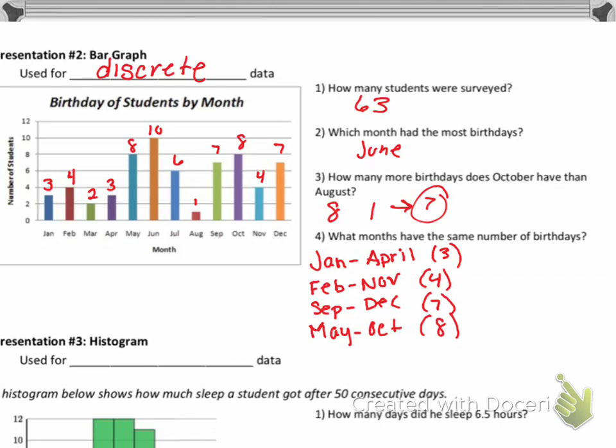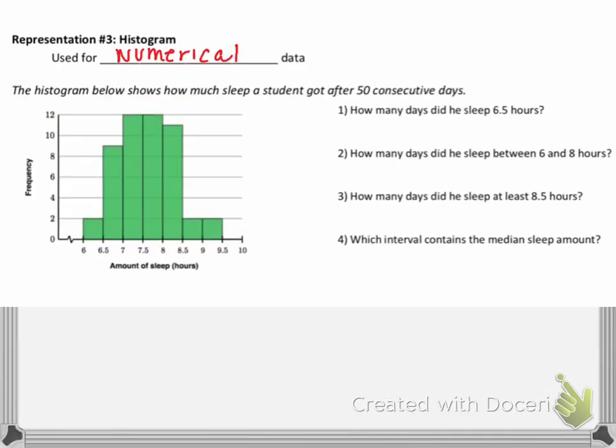Yep, that's it. So when we have more numerical data, we use what's called a histogram. A histogram is used for numerical data, and this is where data falls in what we call a bin. It's kind of like a range of numbers.